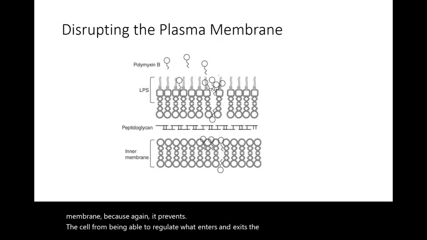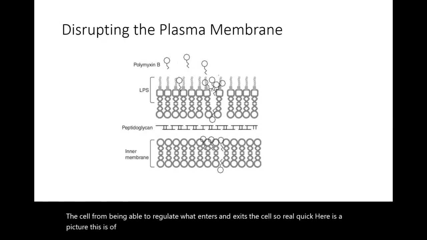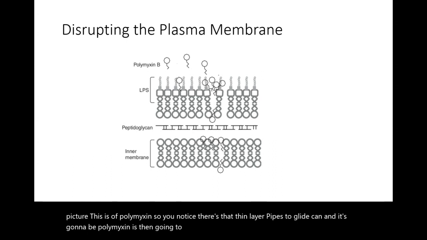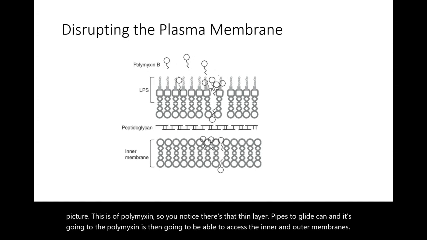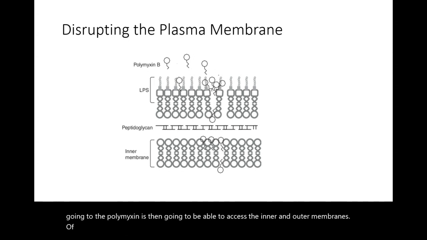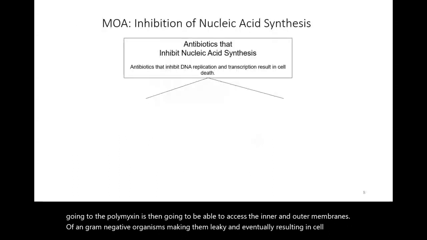So real quick, here is a picture. This is of polymyxin. So you notice there's that thin layer of peptidoglycan, and the polymyxin is then going to be able to access the inner and outer membranes of gram-negative organisms, making them leaky and eventually resulting in cell death.